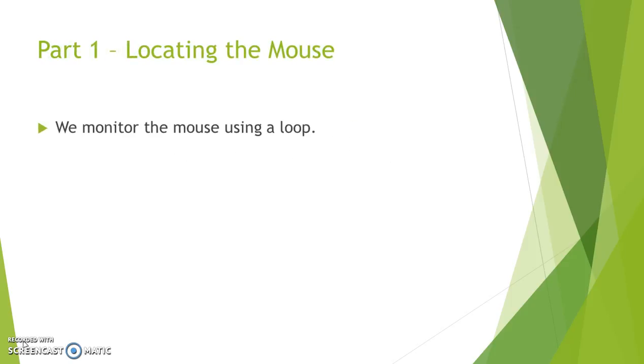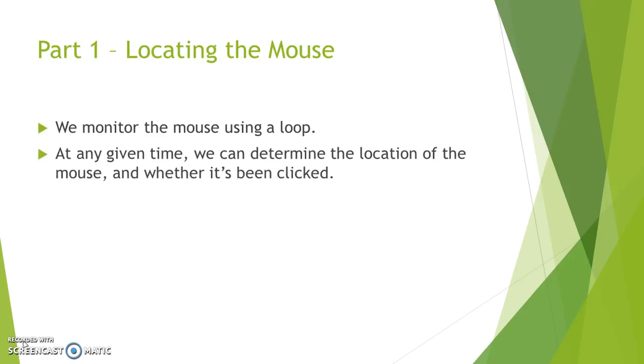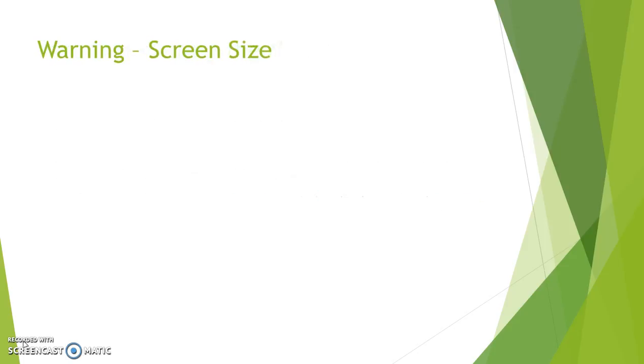Okay, in terms of locating the mouse, we can monitor it using a loop. At any time we wish, we can determine the location of the mouse and whether it's been clicked with a very simple command. And that command is mouse.where. The x, y coordinates, and whether or not it's been clicked. Don't forget to declare those variables. If you don't declare them, you'll just get an error message.